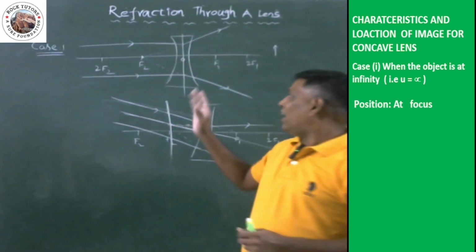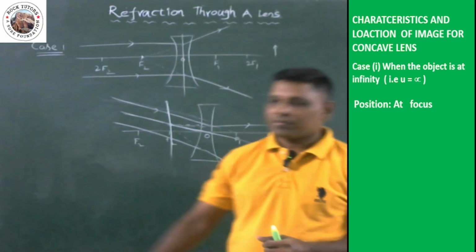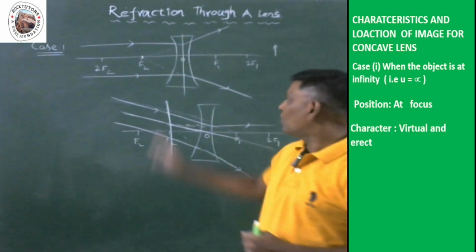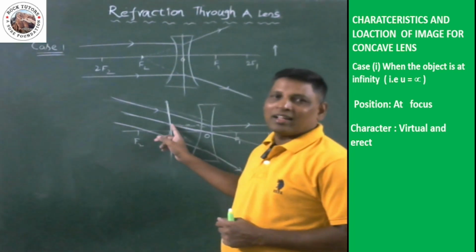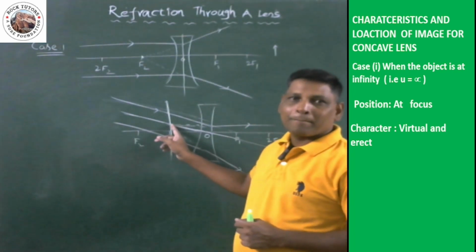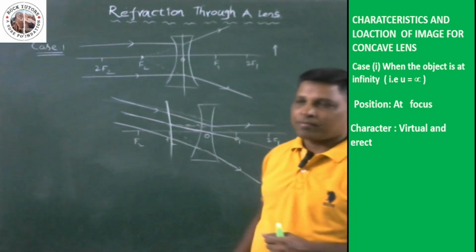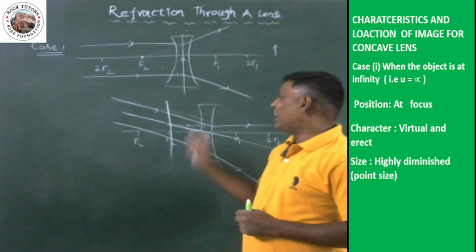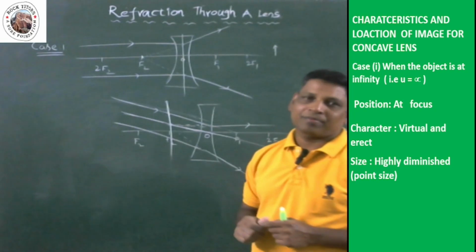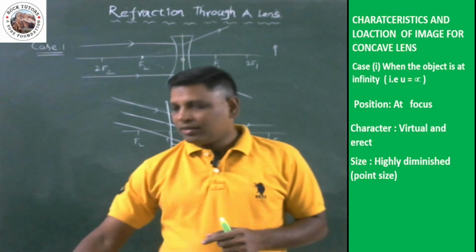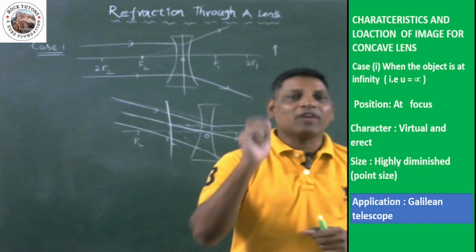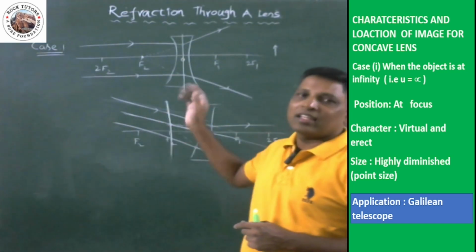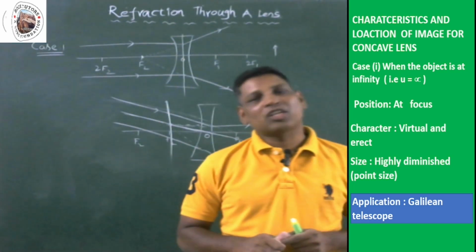Position: at focus. Character: virtual and erect. Size: highly diminished. Application: where do we apply this? We apply this type of lens in a Galileo telescope.